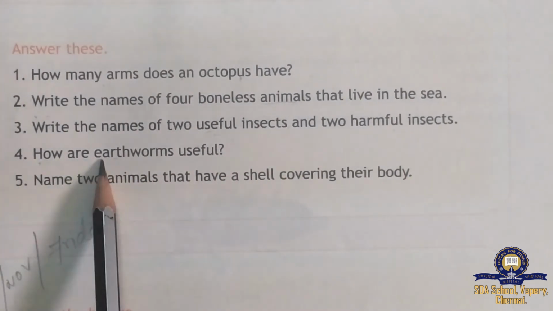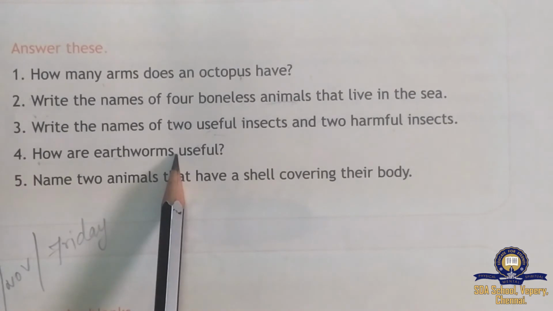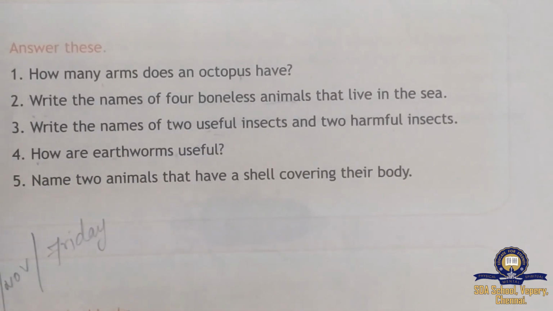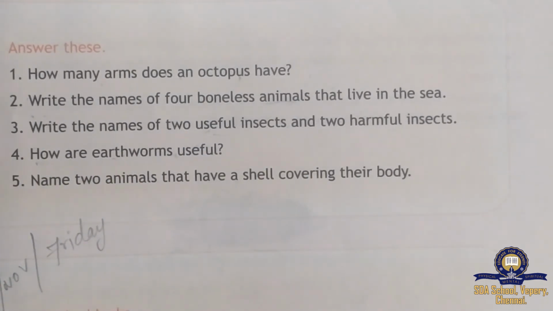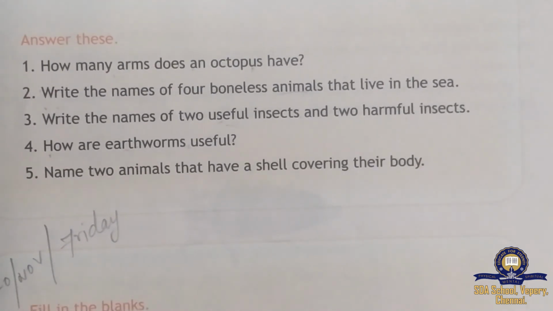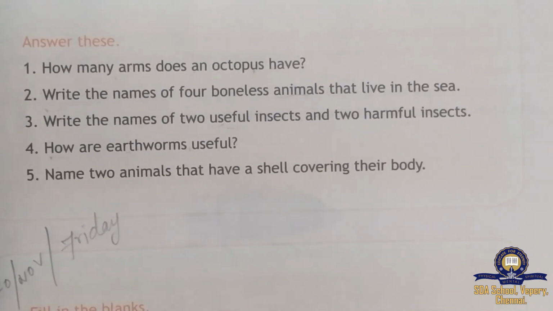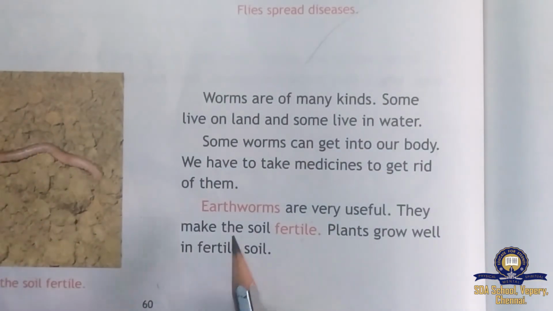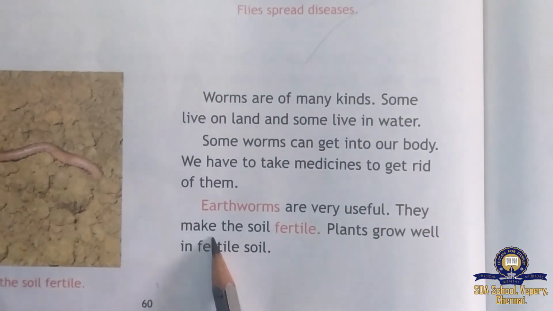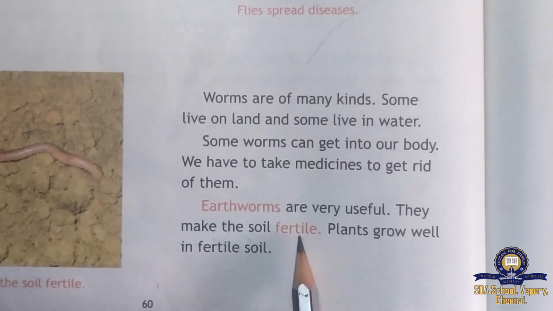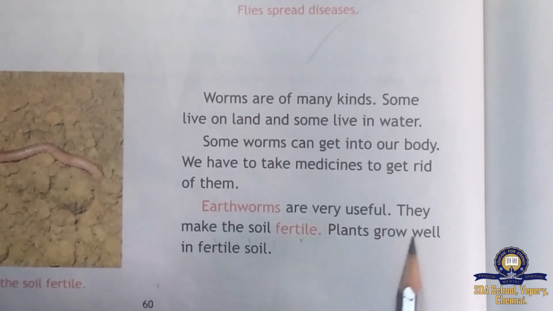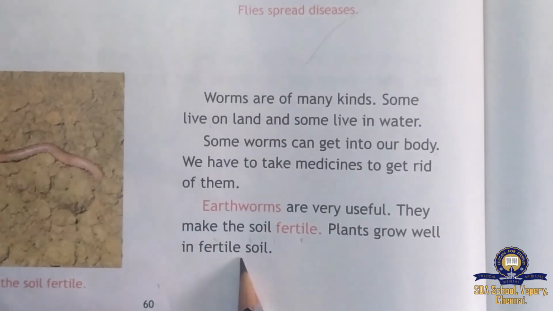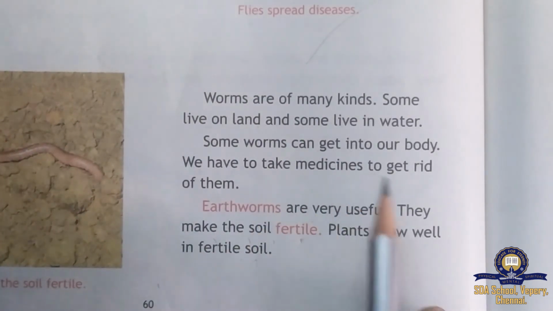Fourth one. How are earthworms useful? The answer is earthworms are very useful. They make the soil fertile. And when the soil is fertile, the plants will grow very well in the fertile soil. This is the answer for the fourth one.